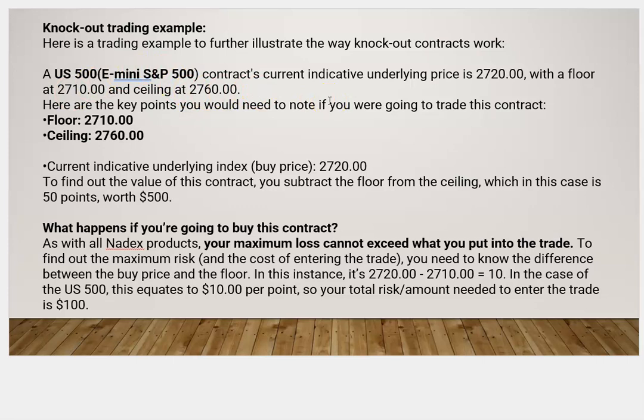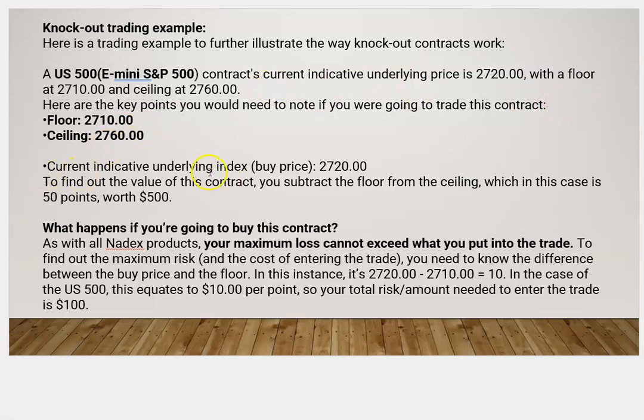So what is going to be our risk? It's going to be that 10 points. If I buy it at 27.20 and it comes down to 27.10, that would be my maximum loss. So if it keeps going down to 26.80, 26.50, whatever, it doesn't matter. It's already limited my loss. But if I buy it at 27.20 and it hits 27.60, then I make those 40 points.